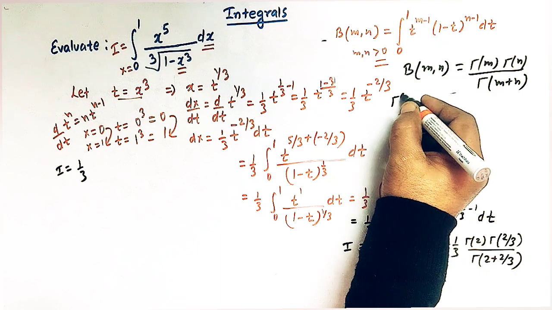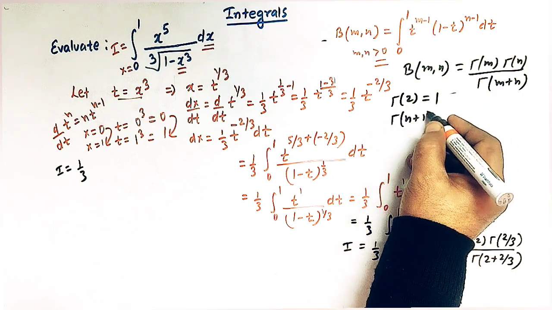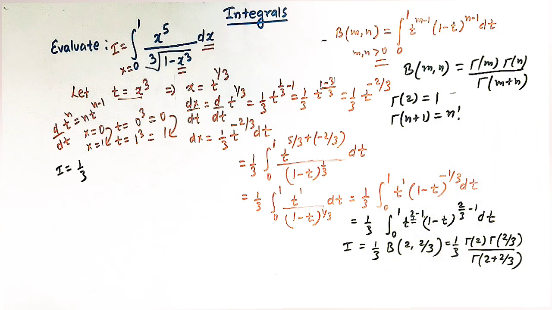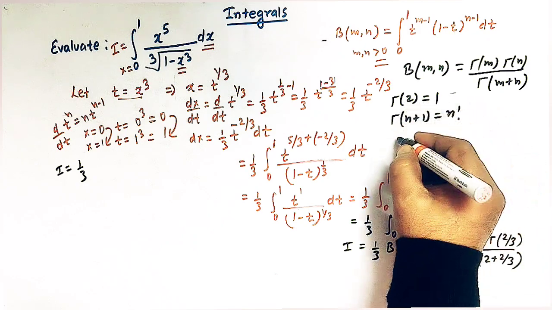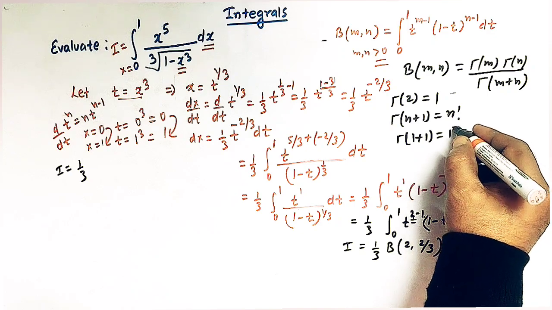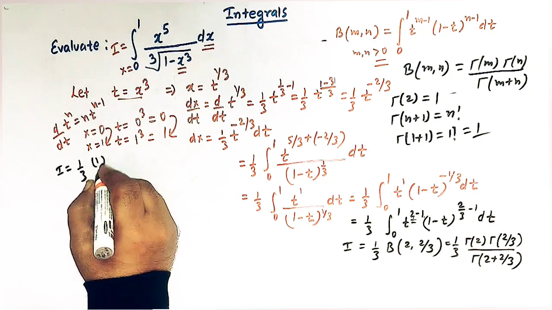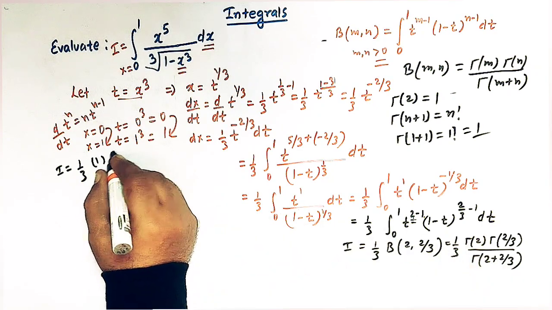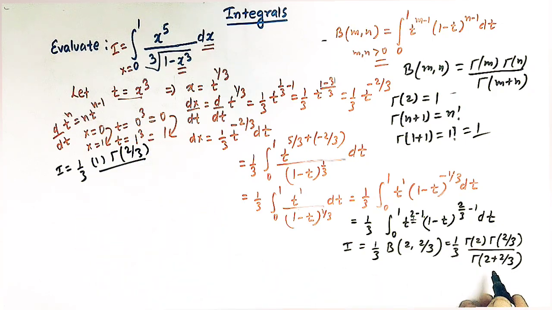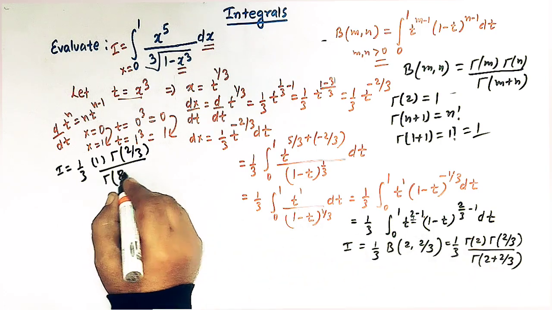So the value of the integral I can now be written as 1 over 3. Now gamma 2 is given by simply 1, because we know that gamma n plus 1 is equal to n factorial, where n is a positive integer, right? So gamma 2 can be written as gamma of 1 plus 1, that is equal to 1 factorial, that is simply 1. So gamma 2 is equal to 1, and we'll keep this term as such, that is gamma 2 by 3, and in the denominator we have gamma 8 over 3, right?